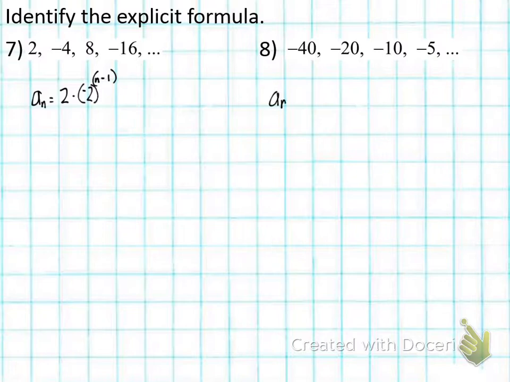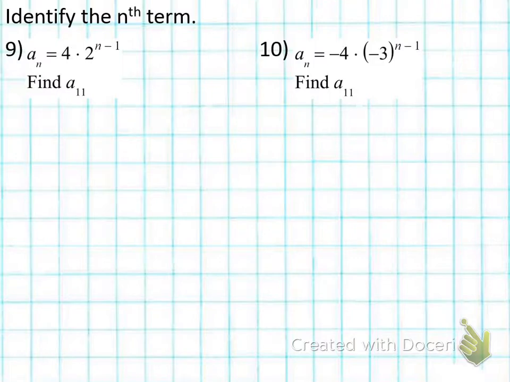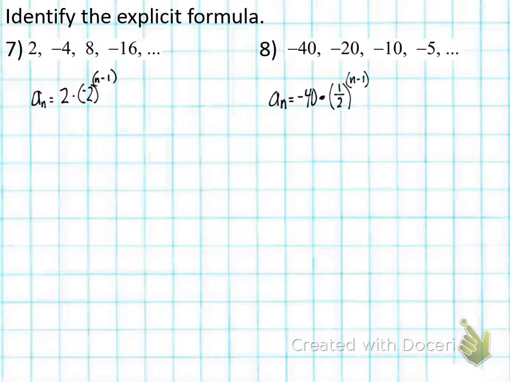Number 8 is the following. A sub n is equal to -40 times 1/2 to the n minus 1 power. Okay. Oh, sorry, went too fast. That's the answer. Any questions on this section? So that's the explicit formula. You need to know how to make it. Whenever there is a set of numbers that's a geometric sequence, you need to memorize how this works. This is going to be on the test, so memorize this formula. Test will be a little while though from now.